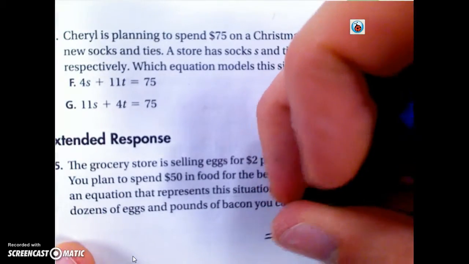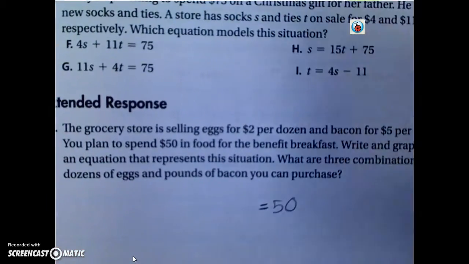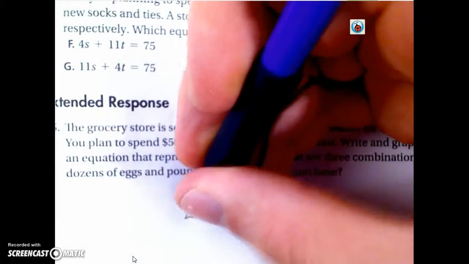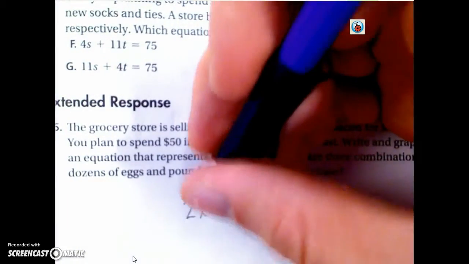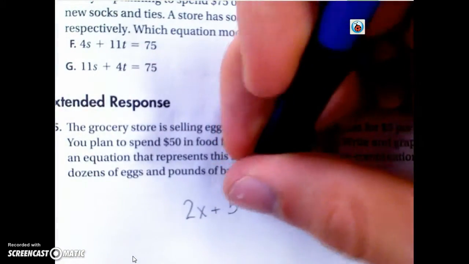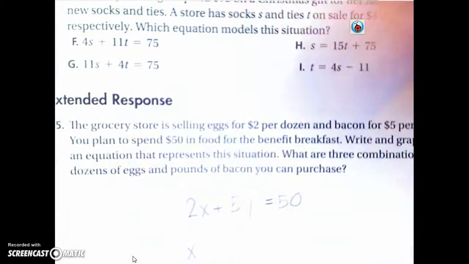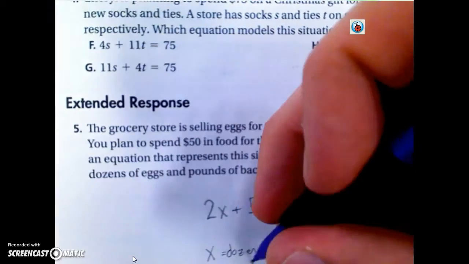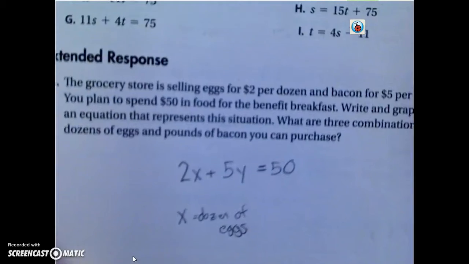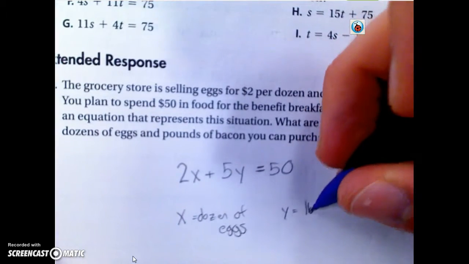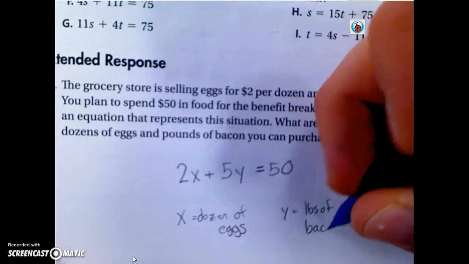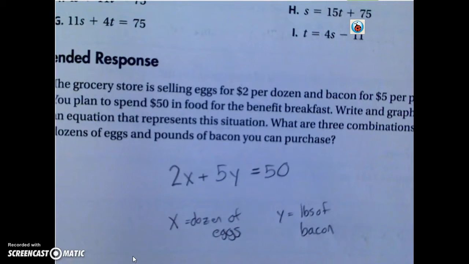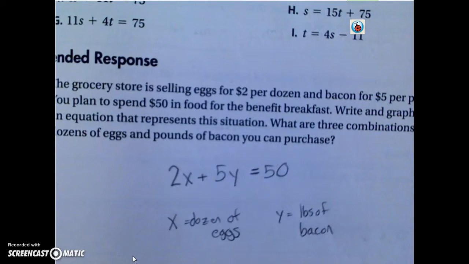If we have $50 to spend total, right, it's going to be equal to 50 here. We know that it's $2 for eggs, $5 for bacon. So maybe we can call this 2x plus 5y is equal to 50. So we'll say x is dozen eggs. Right, so we have to label what we're talking about, and y is equal to pounds of bacon. All right, so we could have that. If we're going to graph it, we could either move it into y equals mx plus b form, or solve for our x and y intercepts and plot those in a graph.